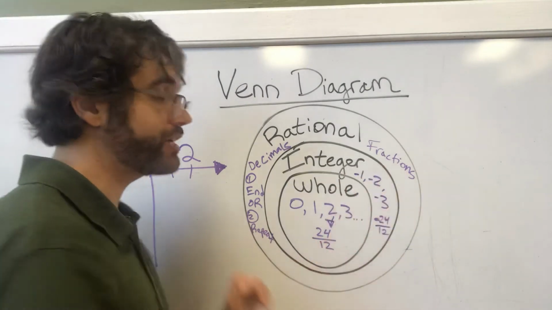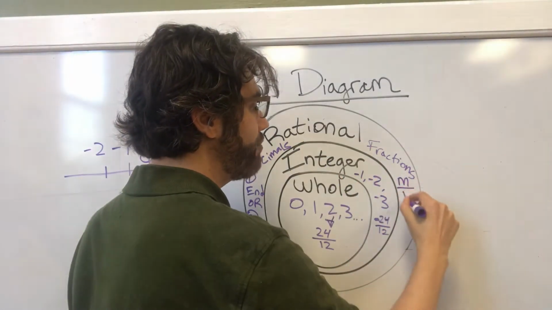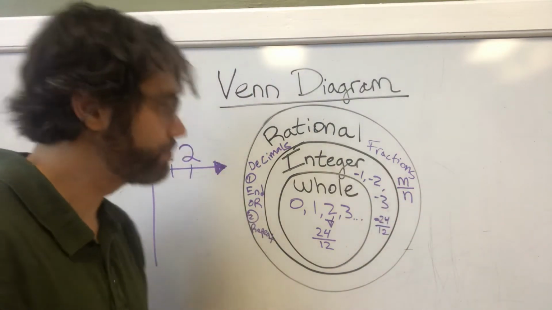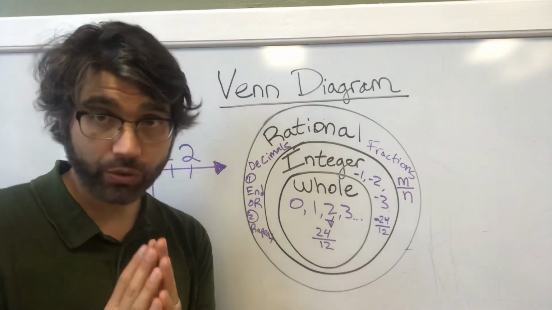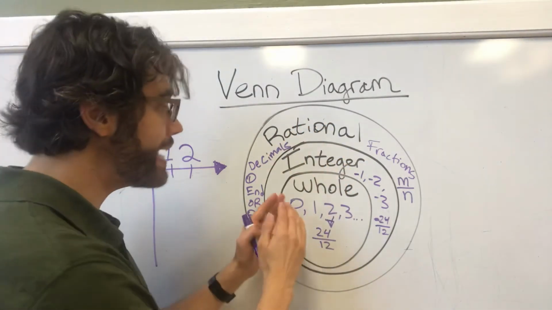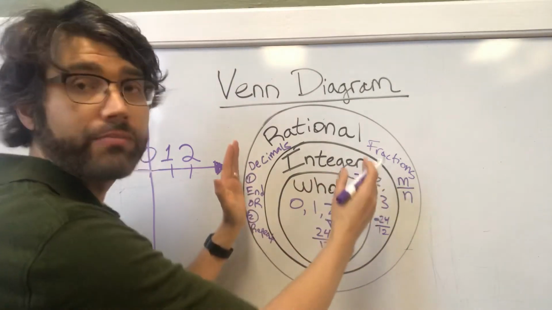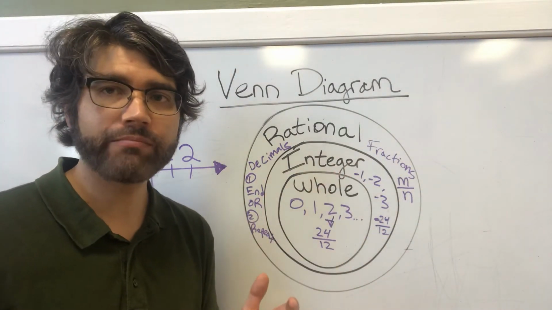And then all fractions where they are in this m over n form, where both the m and the n are both integers themselves, you've got yourself a rational number. So, long story short, we have different groups of numbers, and each group of numbers, it looks like it expands to include even more numbers. So there's a lot of ways that you can play around with this.